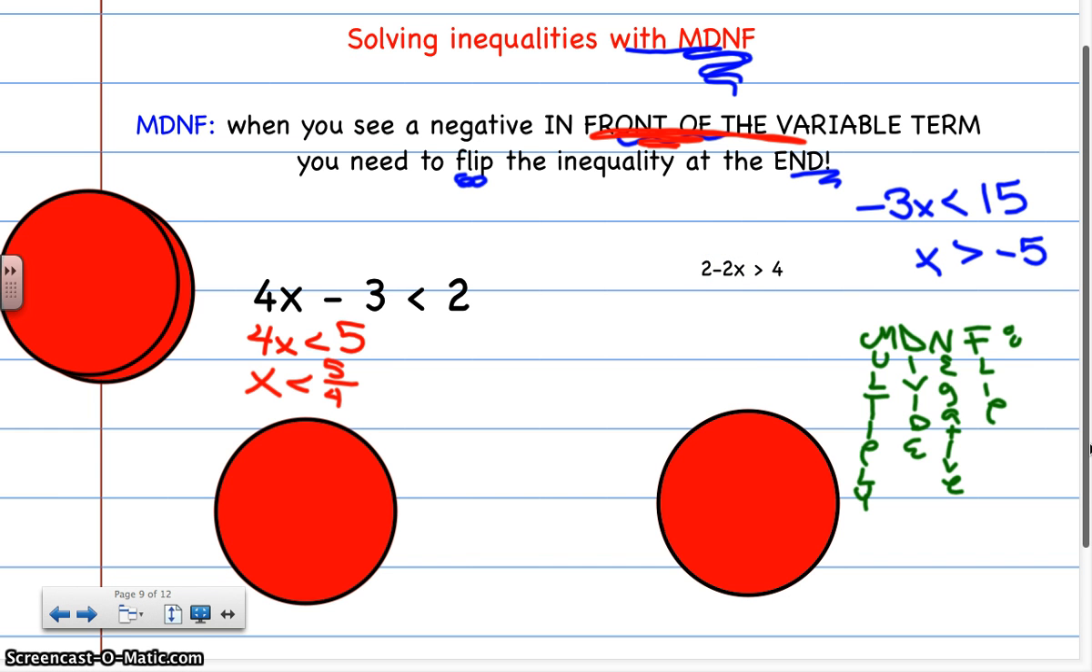So I'm going to solve as normal. How do I move my positive 2? Subtract. So I'm going to subtract 2 here and subtract 2 here. I'm left with a minus 2x is bigger than 2. Now I divide through by my negative. I'm dividing through by my negative 2, and I get x is, now I got to MDNF it, less than negative 1. Again, I MDNF'd it because I divided through by a negative.